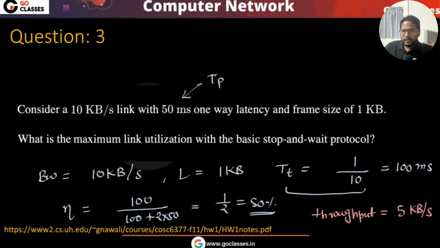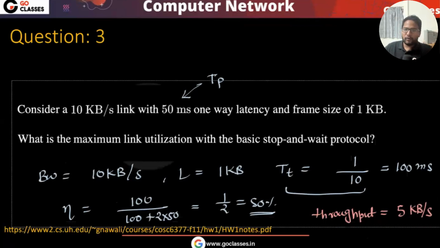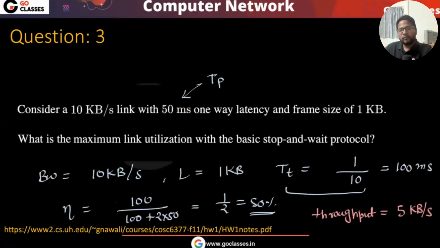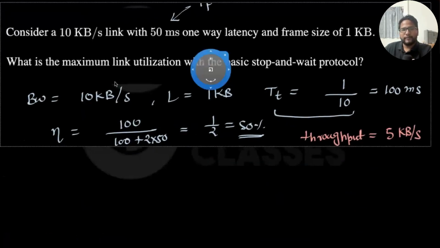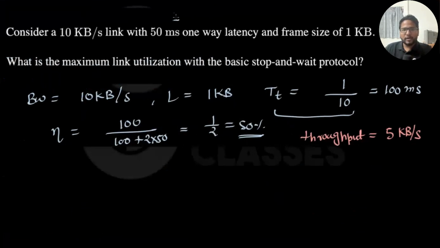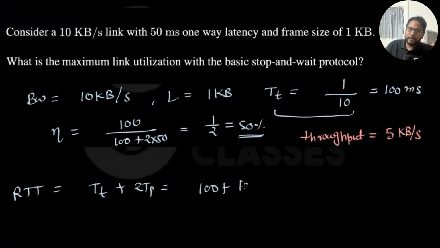They have given you this data, so let's try to find out the throughput without going through the efficiency. You can calculate the efficiency and then finally find the throughput. That is one way. Another way is to directly see what the RTT is. In stop and wait, we just send one frame. So what is the RTT here? It is TT plus 2TP, which is 100 plus 100, because the propagation delay is given to be 50 millisecond. So it is coming out to be 200 milliseconds.